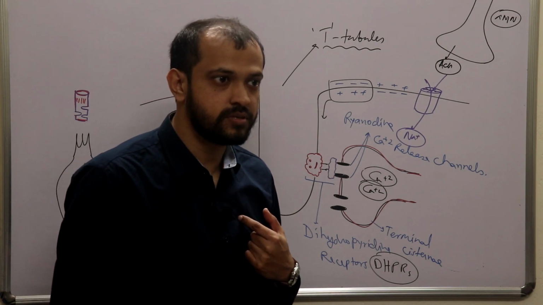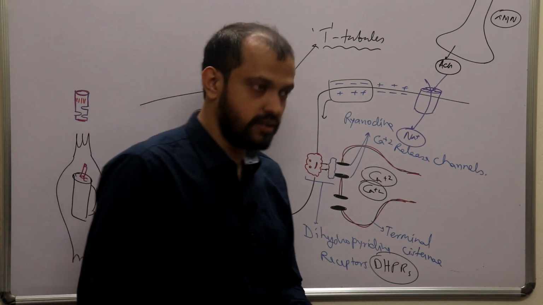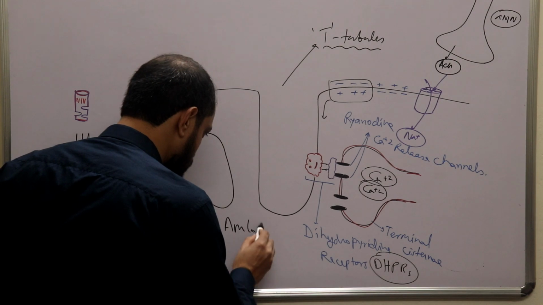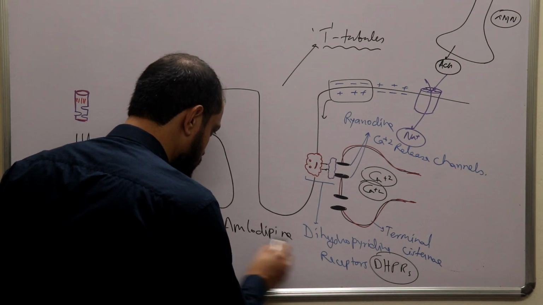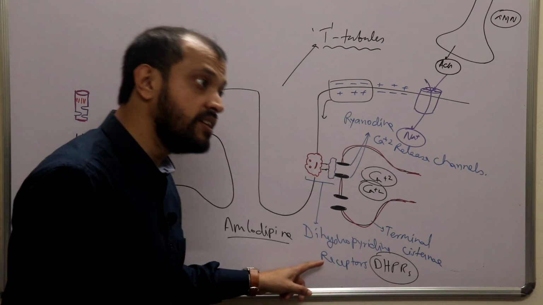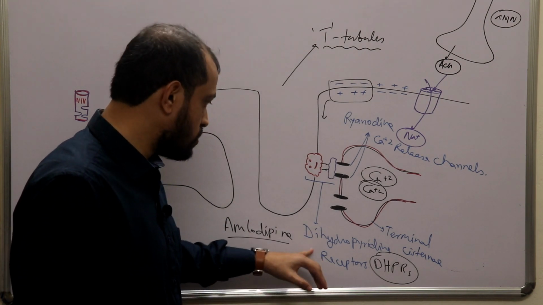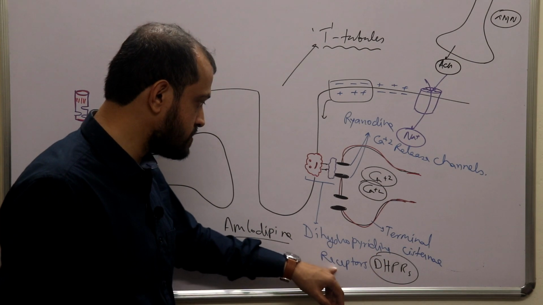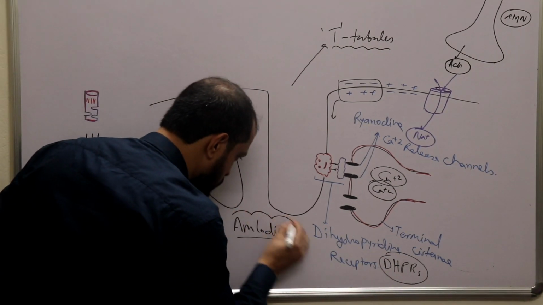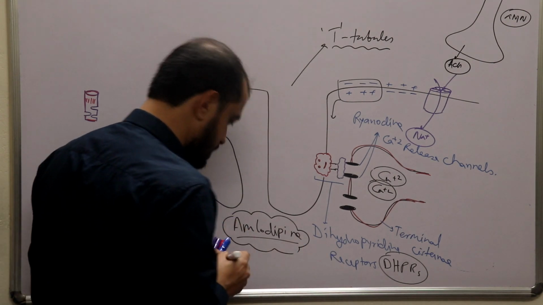You know what is the name of those blockers? The name of the drug is amlodipine. Amlodipines are dihydropyridine receptor blockers which are present only in heart. That means the heart homologue of dihydropyridine receptor blockers are amlodipine. So this is amlodipine. Okay, so what is the function of amlodipine?